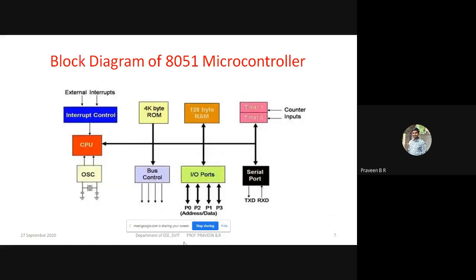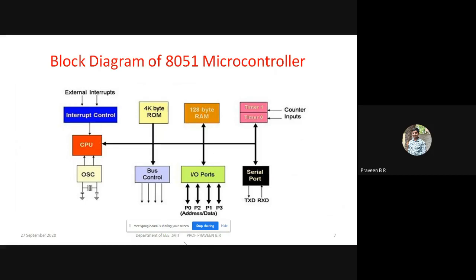It consists of the CPU. A CPU is a central processing unit which performs arithmetic and logical operations. It is connected to the oscillator which generates frequency. It is connected to the RAM, that is random access memory, which is of 128 bytes, and connected to ROM, which is a 4 kilobytes block. A bus control, which is going to have address bus, data bus, and which controls the various information connected to the CPU.